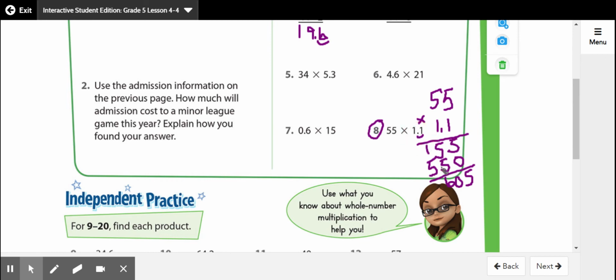And then I go over here and I see I have one number on that side of the decimal. So I go down here. Bam. I'm going to have to put my decimal right here. One number on the other side of it. So that'll be 60.5. So that's my answer.